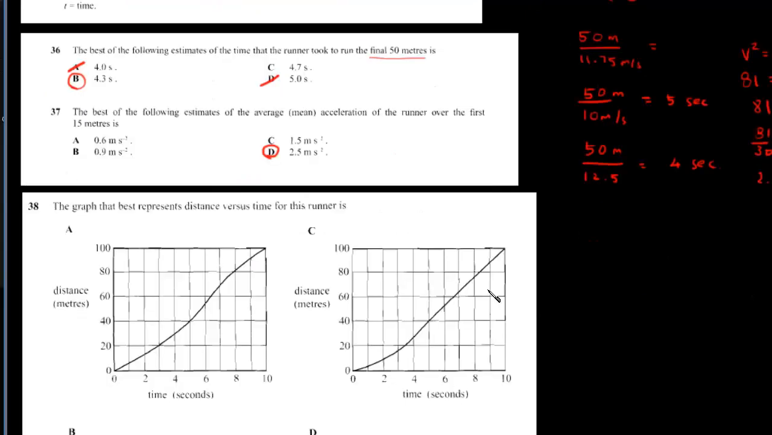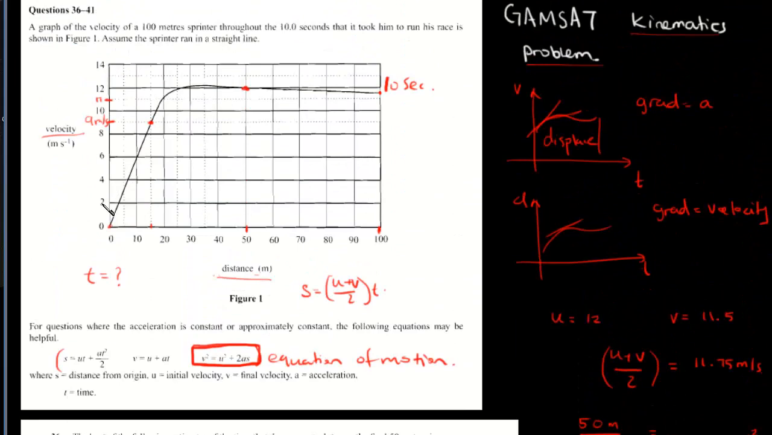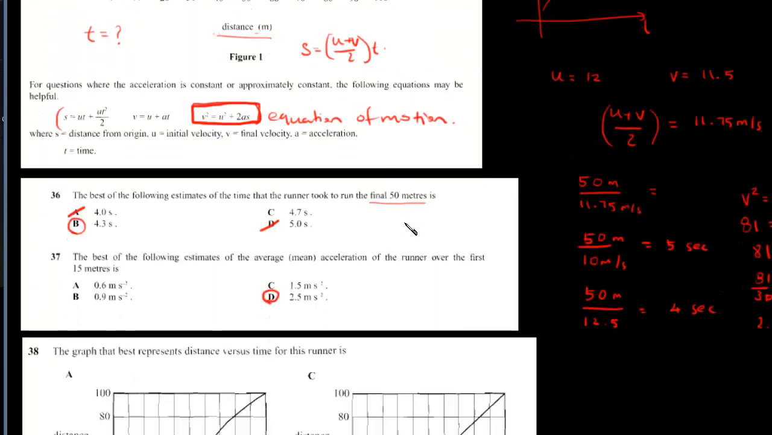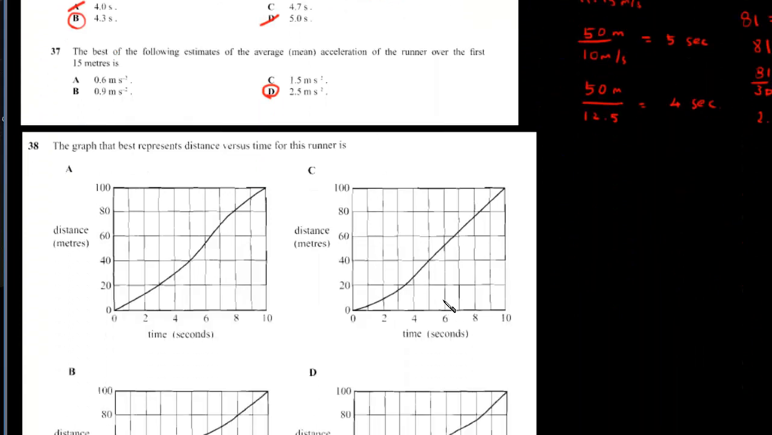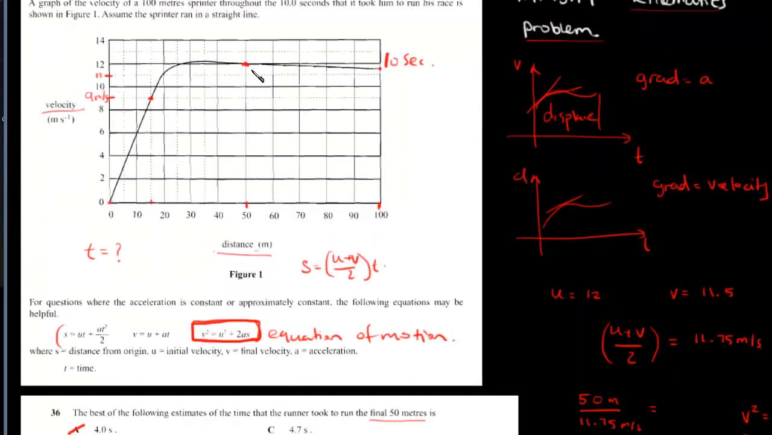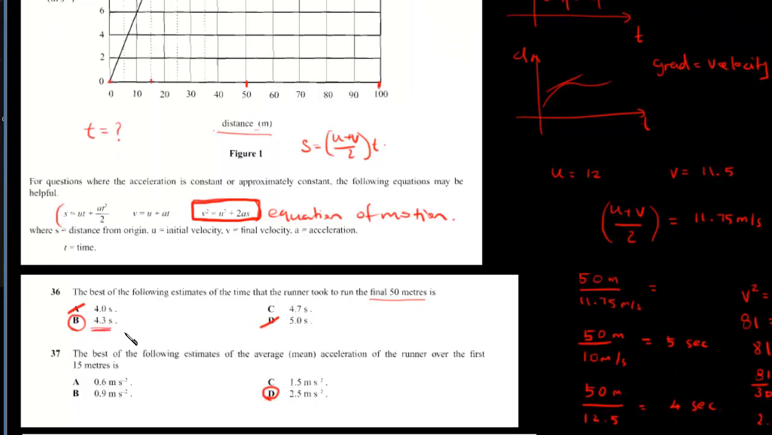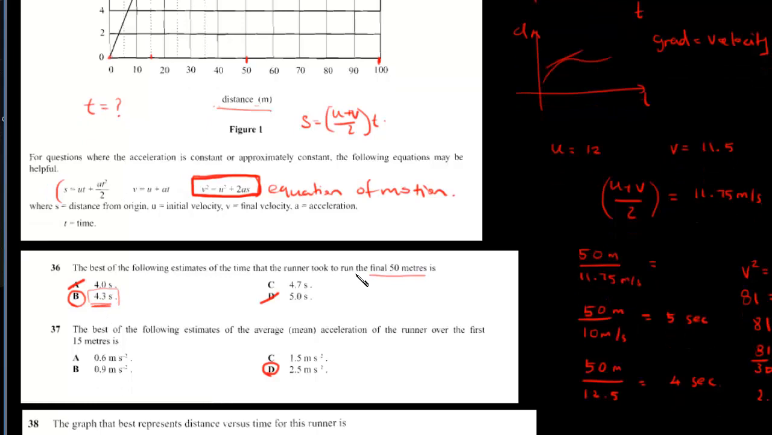Okay, now let's have a look at this question here. Which graph best represents the distance versus time graph for the runner? So we have to translate this into a distance versus time graph. Let's have a look. From these two equations, we worked out that the final 50 meters is covered in about 4.3 seconds. So you need to get this question right in order to get this question right.